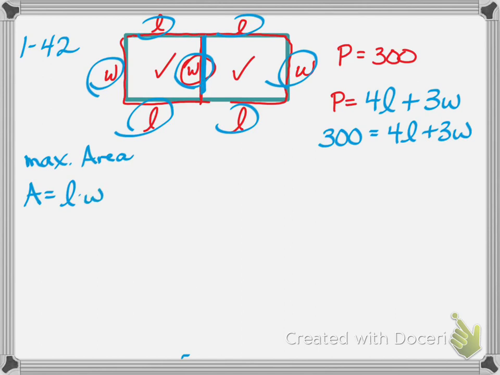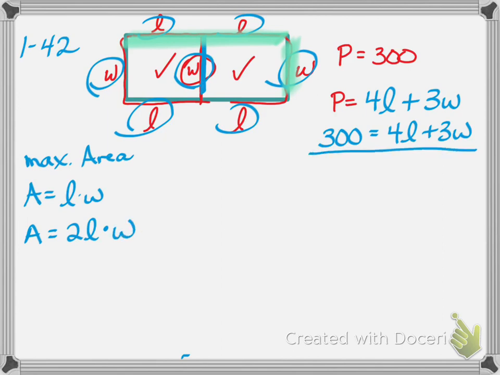But for our problem, I've got this problem kind of crazy looking. So the area of the two pens put together is the area of the whole big rectangle. So the length of the whole big rectangle is L plus L. So it's 2L times the width of the whole big rectangle, which is just W.